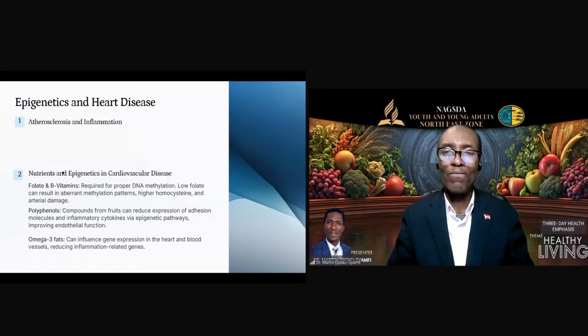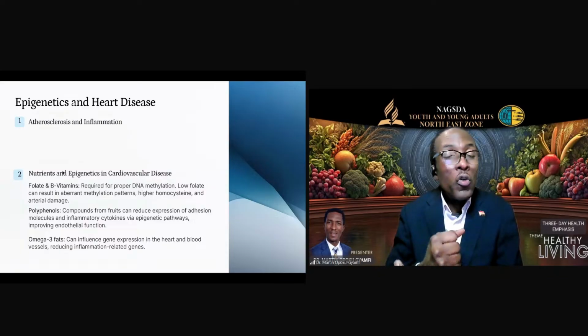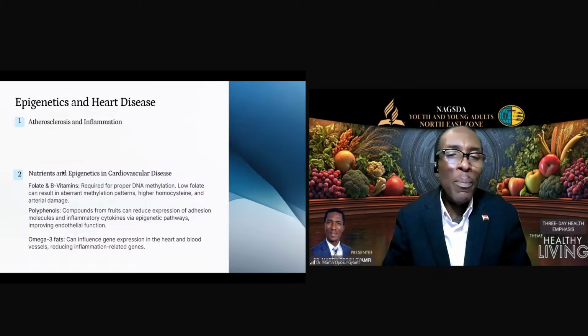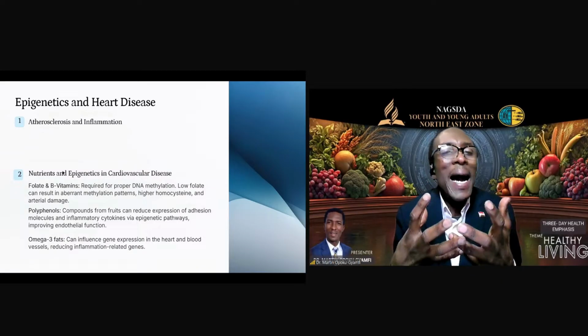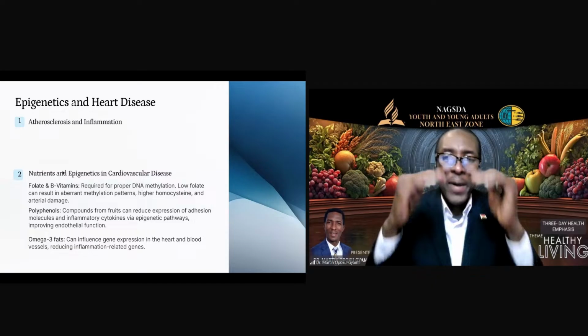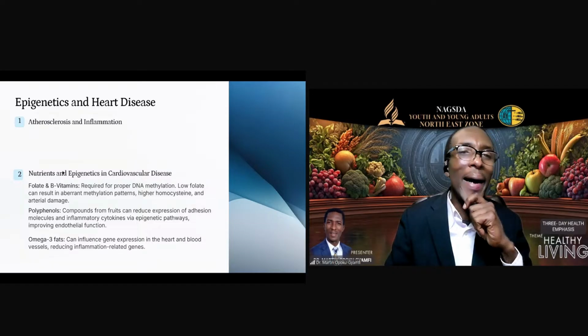Epigenetics and heart disease. The research has shown that atherosclerosis and inflammation is an epigenetic thing. The epigenetic tags from food, once again, from high fat, high animal proteins, they stimulate inflammation through epigenetic principles. There are some genes that stimulate inflammation. And then those same genes suppress our immune system. And that is how atherosclerosis is formed.